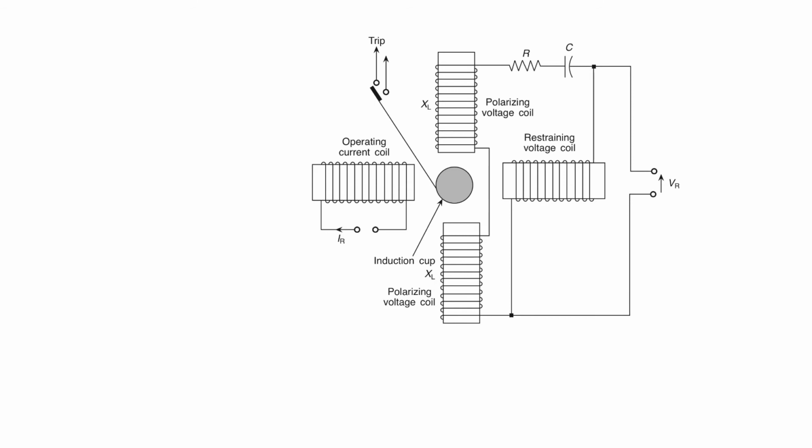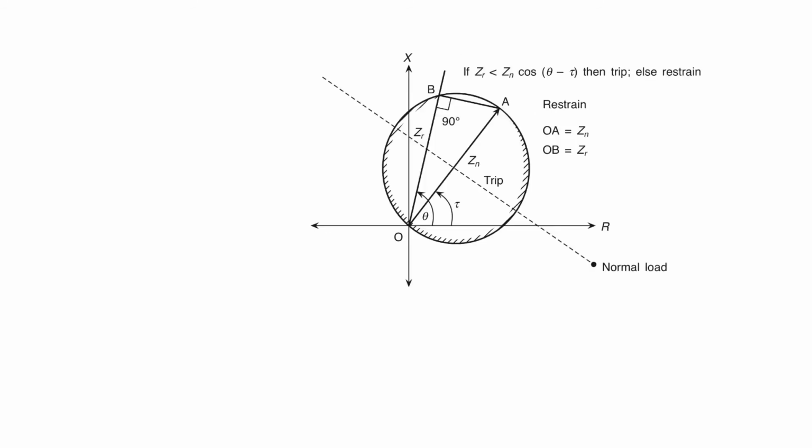Now, we will discuss the performance of this relay during the normal load flow. It can be seen from this figure that this is the normal load flow line. So the impedance seen by the relay during the normal load and fed system is well outside the trip region of the characteristic. So this relay is stable during the normal load conditions.